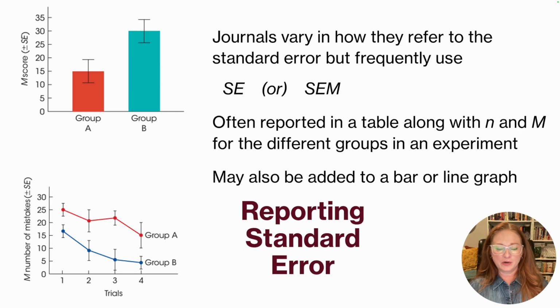Okay, really quick, I want to talk about how they're reported in academic articles. If you're going to present at a conference, normally you just do standard error as SE. Sometimes a little bit older articles will use SEM. So standard error is just SE, capital S, capital E. Usually you're going to see it reported along with the sample size and the average or the mean for the different groups in the experiment.